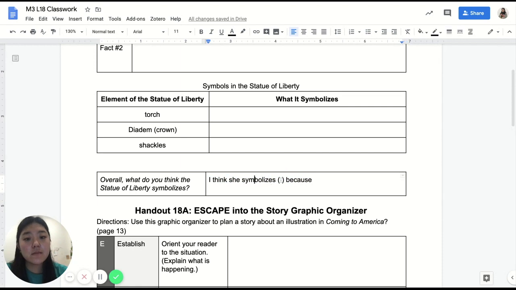I think she symbolizes blank. So an idea. What do you think the Statue of Liberty symbolized? Okay, or symbolizes, because blank. So your evidence here, the reason why you think that the Statue of Liberty symbolizes whatever you wrote down here in the parentheses. You can either highlight the parentheses, or type in between the parentheses, and write down whatever idea you think she symbolizes. Okay?